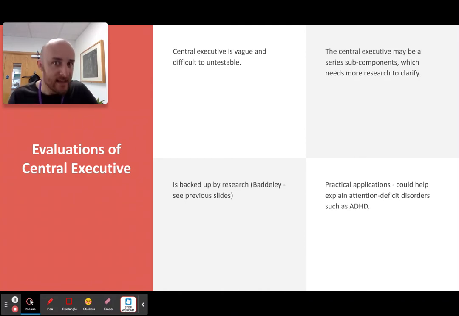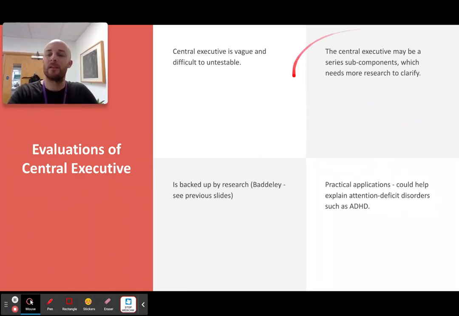You can't see it. You can't observe it. It's not empirical, for example. And the golden rule of science is it's very, very difficult to measure something that you cannot see, and you can't see the central executive. It is, however, backed up by research, and we've just gone through that.